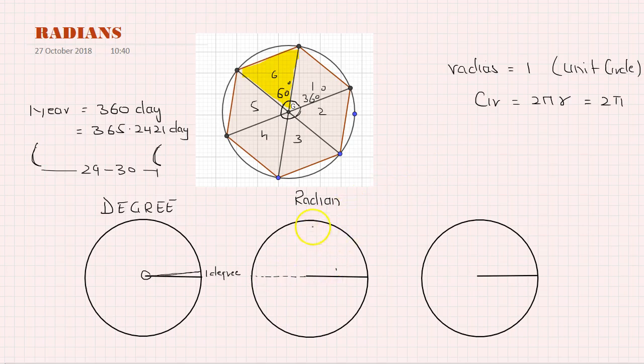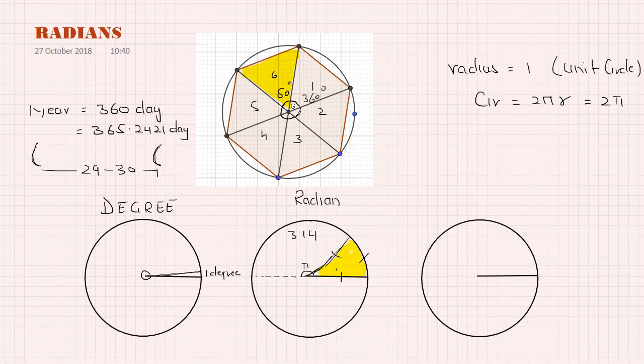So you can see that this complete circle is 2 pi, so half of it is pi. This is approximately 3.14. So 1 radian is roughly this angle, and radian is an angle where the length of this arc is equal to the radius.